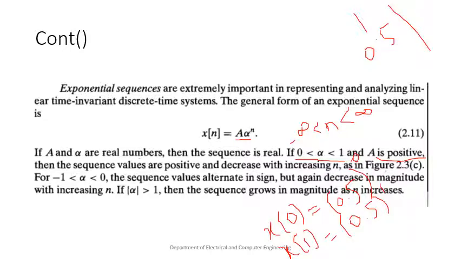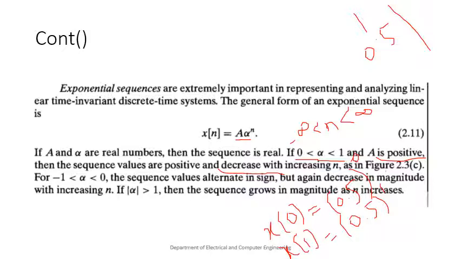It means that it decreases with n increasing. We are increasing n. You can see that first we have the value at n0, then we have the value at n1. So if alpha is between 0 and 1, we will have a decaying sequence.